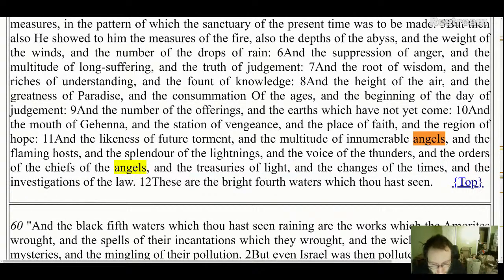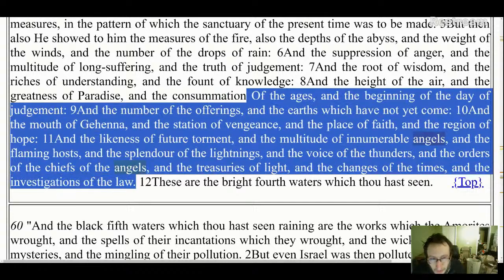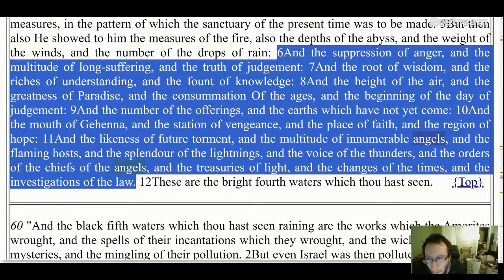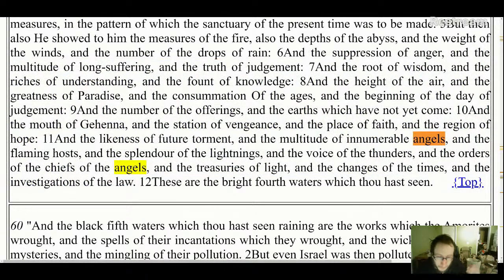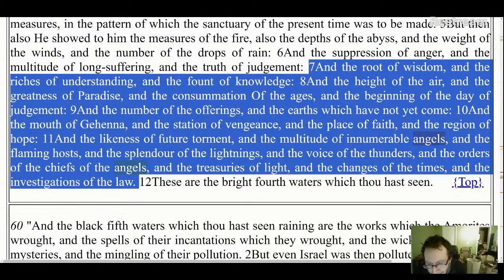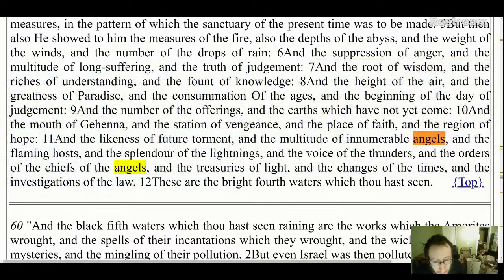So, according to Second Baruch, Moses saw all these things. What book said all these things that Moses saw? We don't have it. Interestingly, we have some midrash which claim to preserve stories about Moses, and he sees some of these very things in these midrash of Moses. So, in the midrash of Moses, he sees the likeness of future torment. He sees the greatness of paradise.